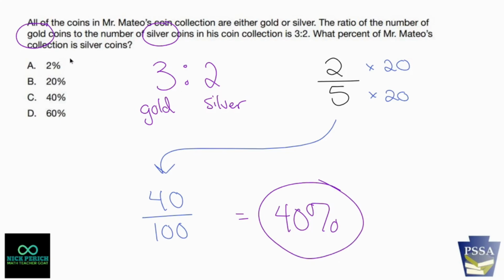So what percent is silver coins? C, 40%.